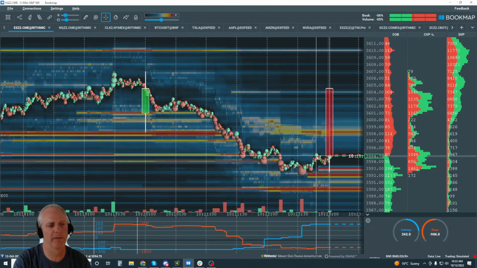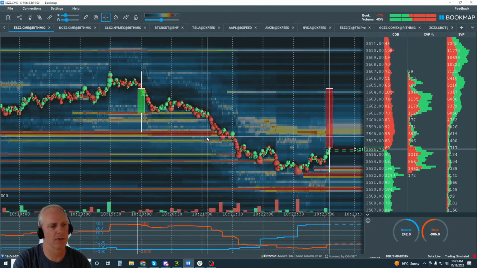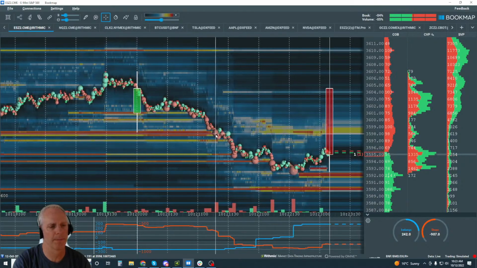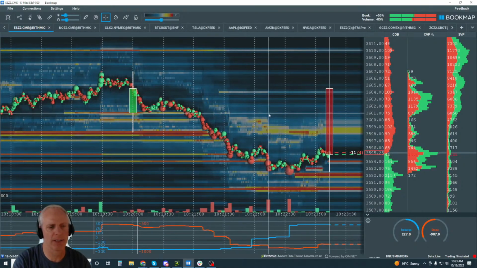There's a little bit of a pullback there. Here come the buyers, and they'll probably pull it back to 98, where it just kind of broke through. But again, nothing really high probability here.